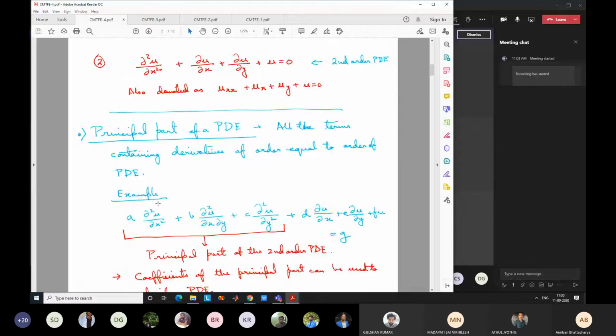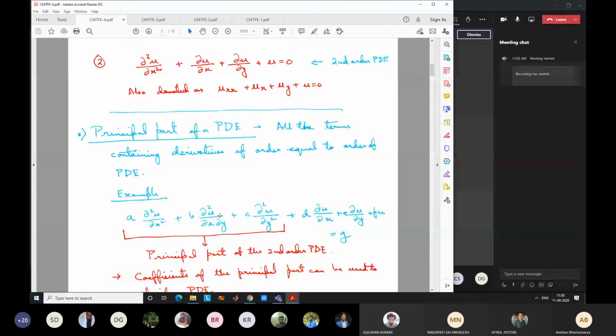Okay, so some terms of second derivative, some terms of first order derivatives, and directly the dependent function, and some other terms which do not depend on this u, which is independent, or it can be a variable of x and y, but it does not contain the function u. Okay, so it's a generalized form of a second order PDE.